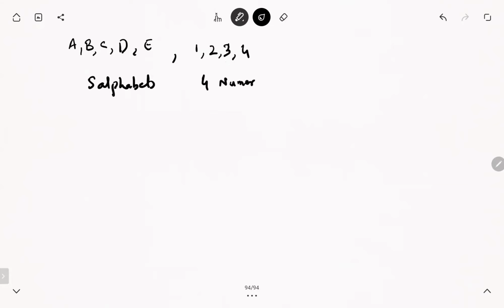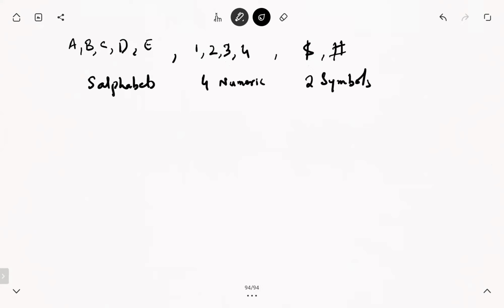Okay, let's take another example. We have 5 alphabets: A, B, C, D, E. Then we have four numerical digits, 1 2 3 4, and there are two symbols, dollar and hash. We are going to make a password using all these.